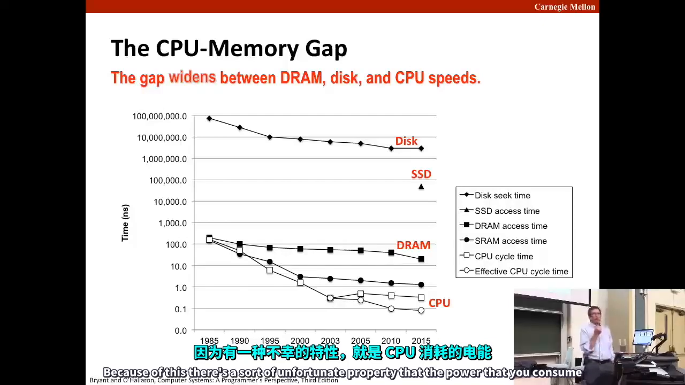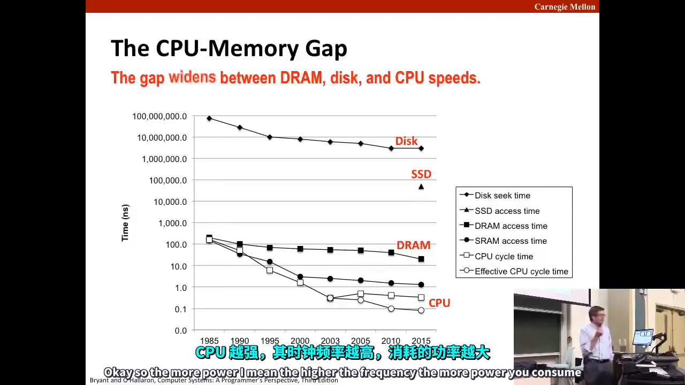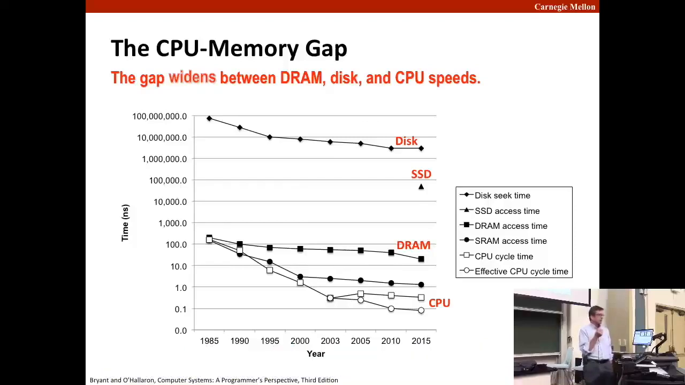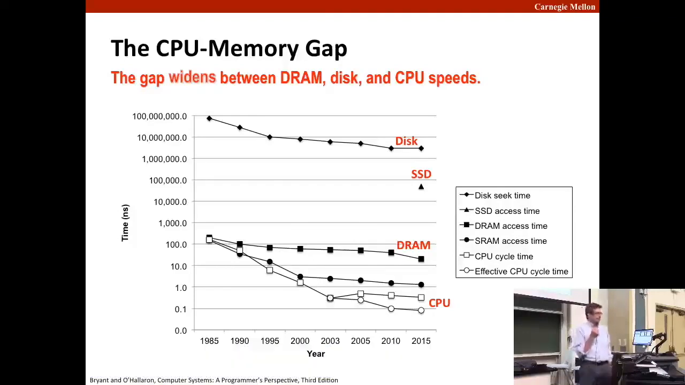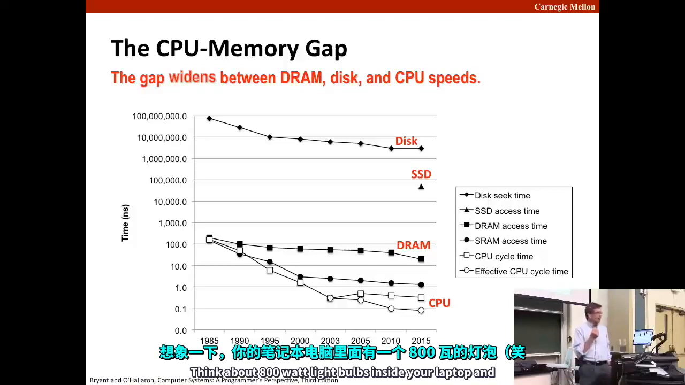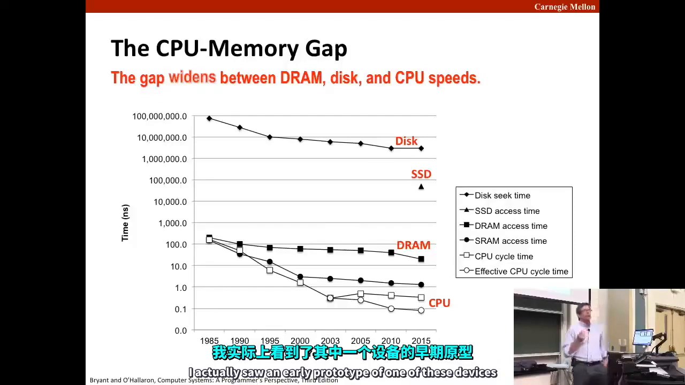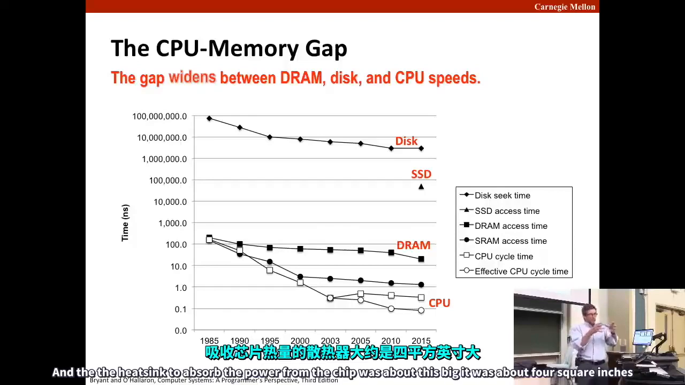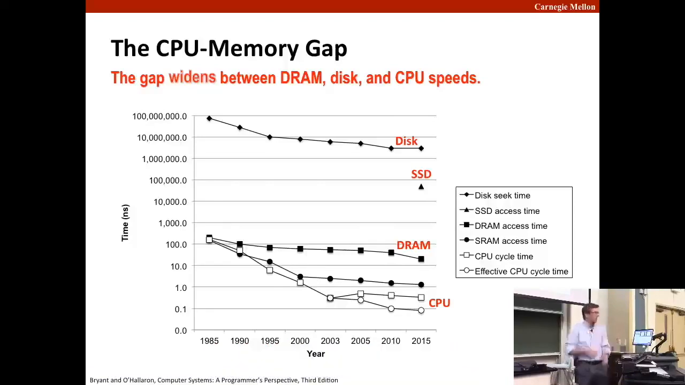There's this sort of unfortunate property that the power that you consume is proportional to your frequency. So the higher the frequency, the more power you consume. By 2003, the processor that Intel was getting ready to ship was going to burn about 800 watts of power. Think about 800-watt light bulbs inside your laptop. And I actually saw an early prototype of one of these devices. The heatsink to absorb the power from the chip was about 4 square inches. It was a giant thing just sitting on the motherboard.